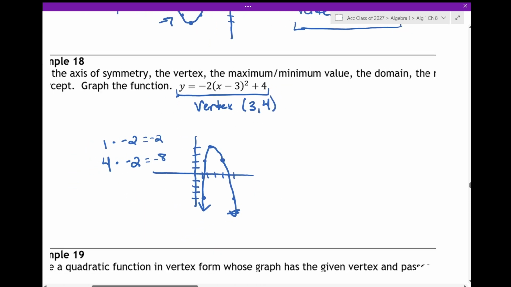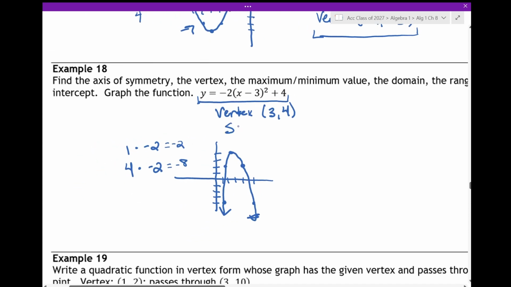And then I want to go ahead and list out everything that we need. We have our vertex. Our symmetry line is going to be x equals 3. I'm going to graph that in so we can see what that's doing. That would be that line right there. My domain is going to be all reals. Our maximum or minimum, we want to think to ourselves, does this have a maximum or a minimum? This one's going to have a maximum right there. It has a top. So our max value is y equals 4, right? That's our altitude, our tallest spot.